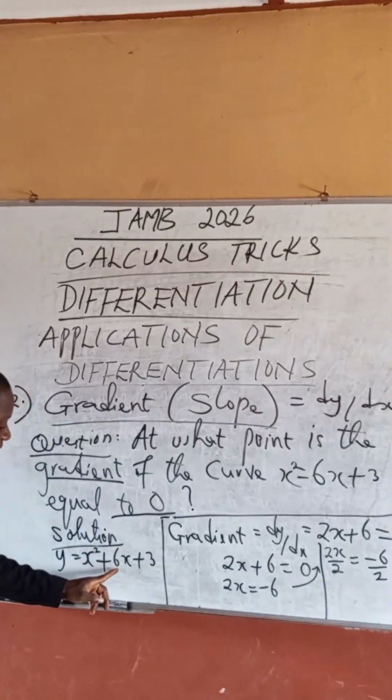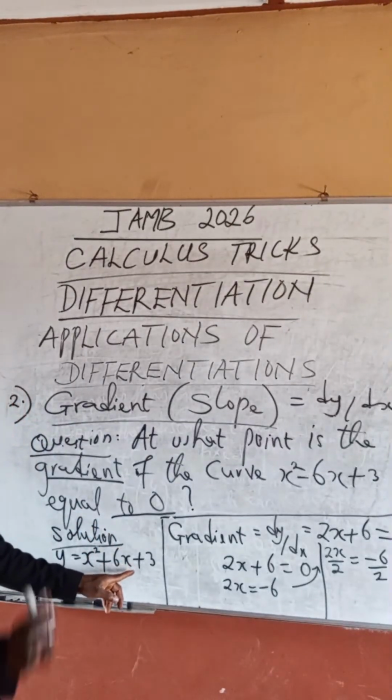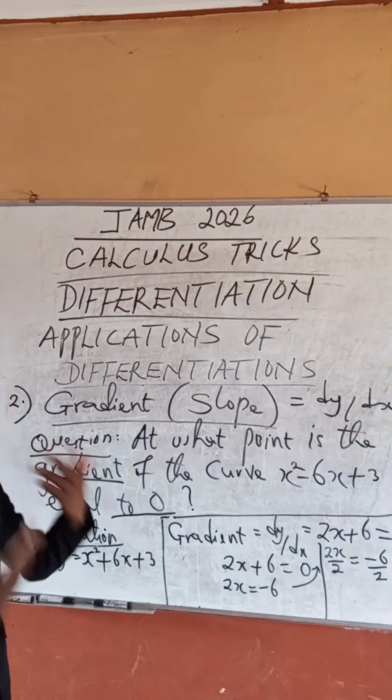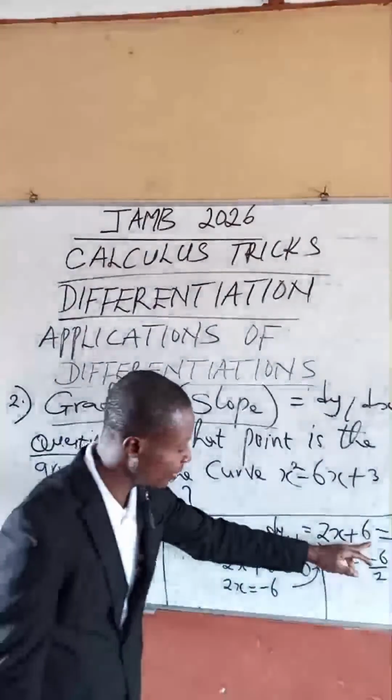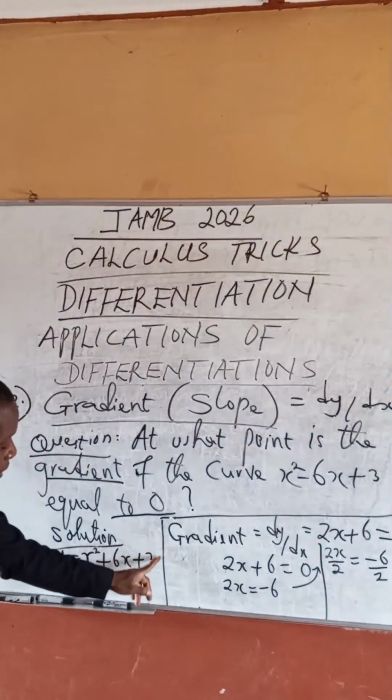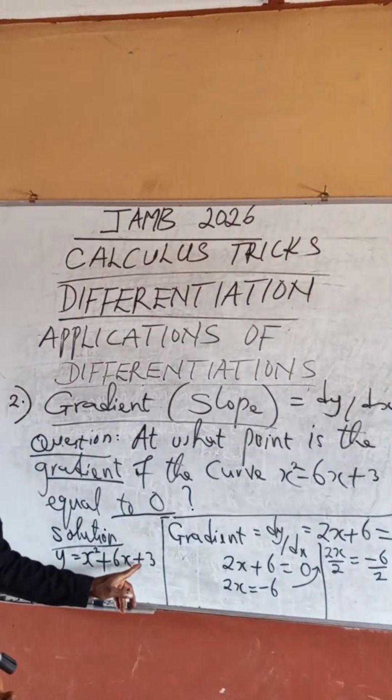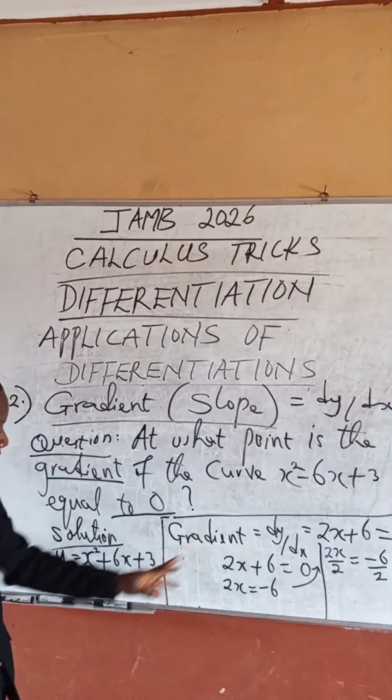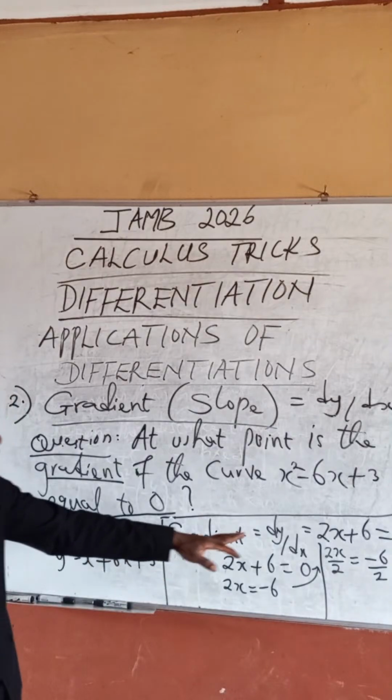Then if we differentiate 6x, we will be left only with 6. The x will disappear. So that's why we have 6 here. Then if we differentiate the constant, it will vanish to be 0, so there's no need to write anything again. So this is what we have.